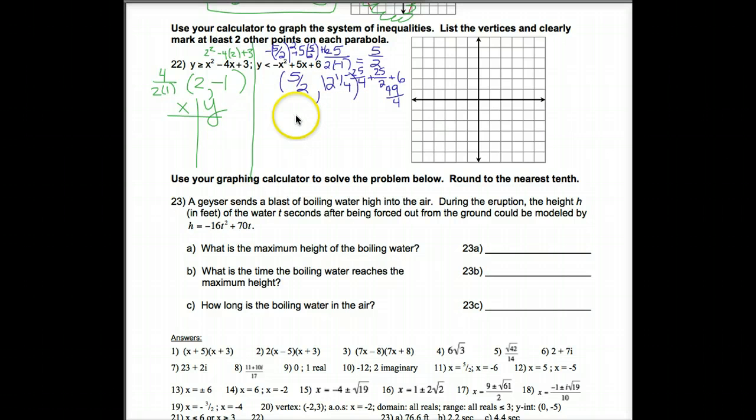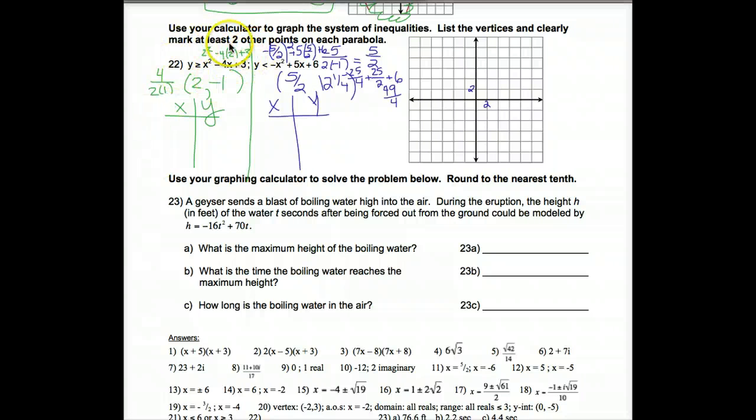The reason I do both the vertices first is for situations like this. If I count by ones, I'm not going to be able to fit my second vertex. So that just tells me I need to count by twos. So now I can look in my calculator. You can graph them both at the same time and look at both t-charts at the same time if you want. But you need to get, it says, list the vertices. So we did that. We need to clearly mark at least 2 other points on the parabola.